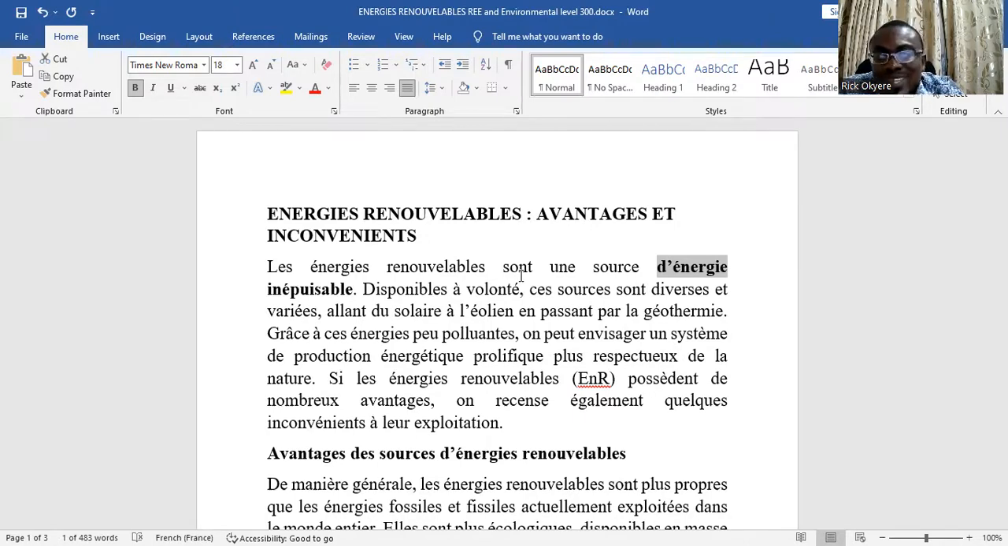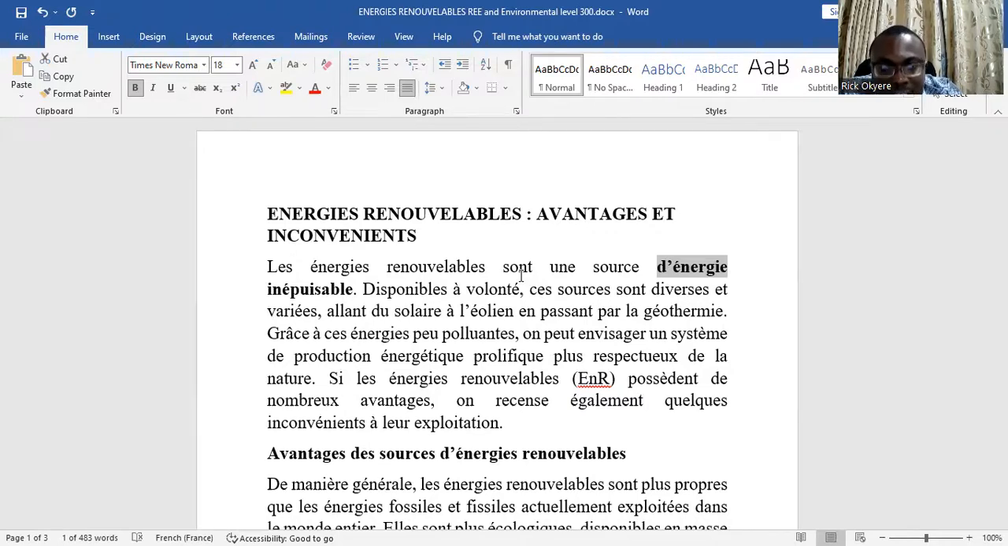Okay, so technically what it's trying to say is that it's a source of energy that is renewable and that cannot end. It can be renewed because it's renewable. It has no expiring date. Okay, you can always renew the energy source as and when you need it. So the word is l'énergie renouvelable sont une source d'énergie inépuisable. So they are a source of energy that cannot have an end in mind.